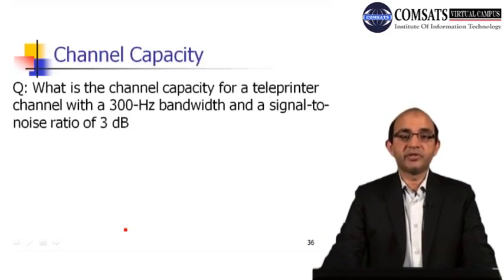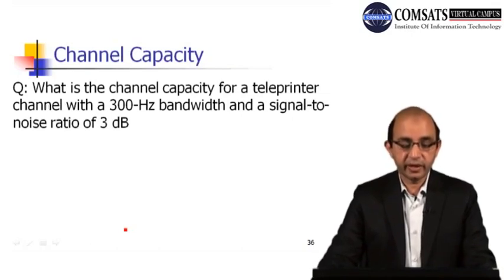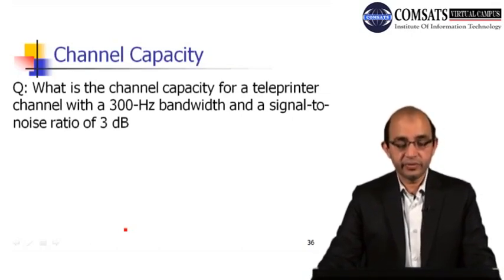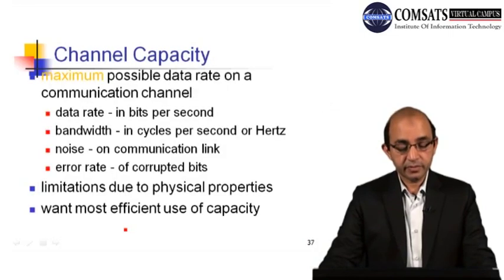So here comes the channel capacity. So how we are going to compute the channel capacity? Here we have a question: what is the channel capacity for a teleprinter channel with a 300 Hz bandwidth and a signal to noise ratio of 3 dB?